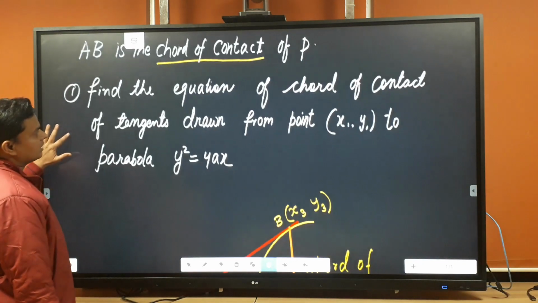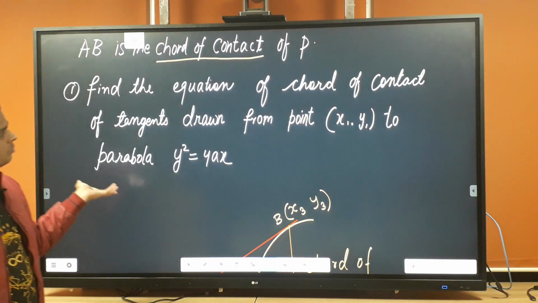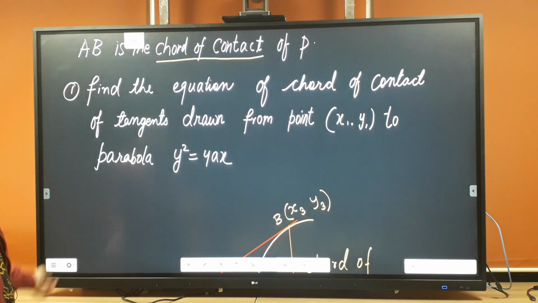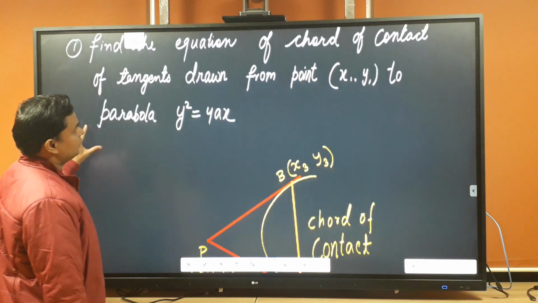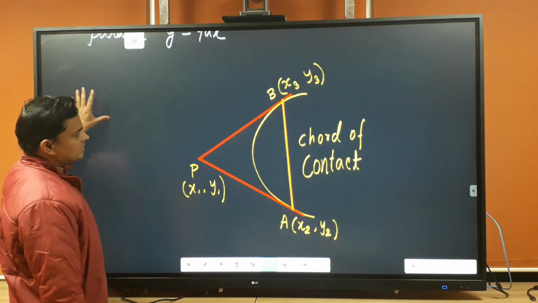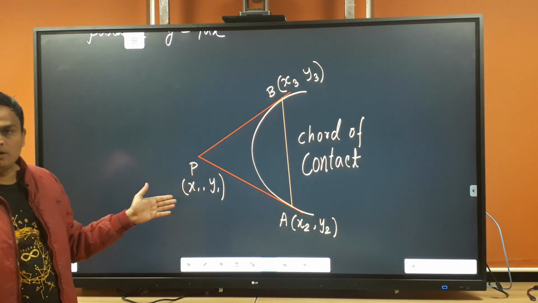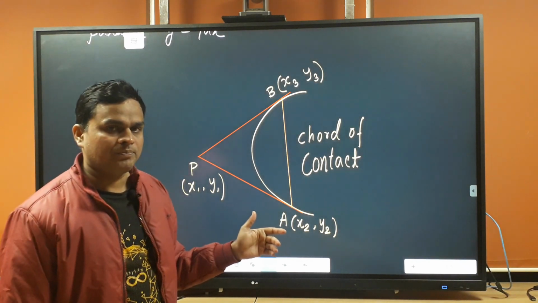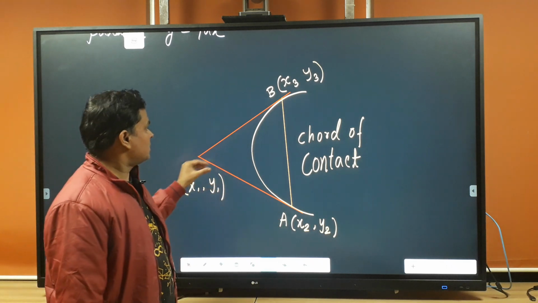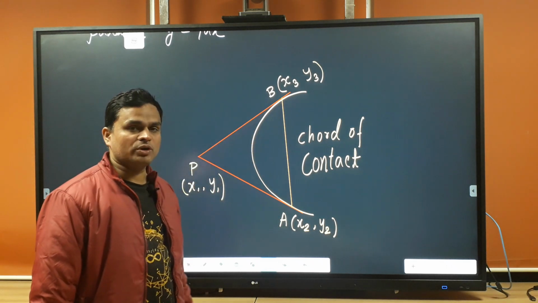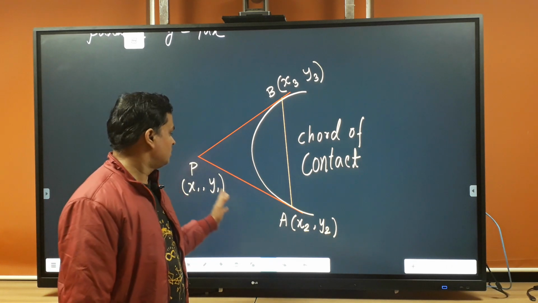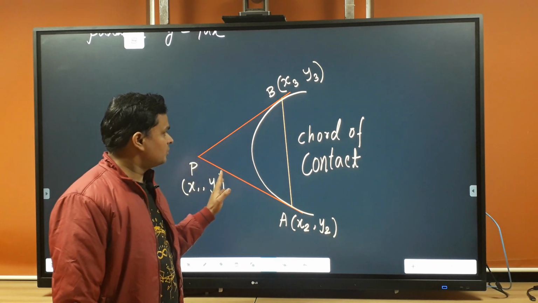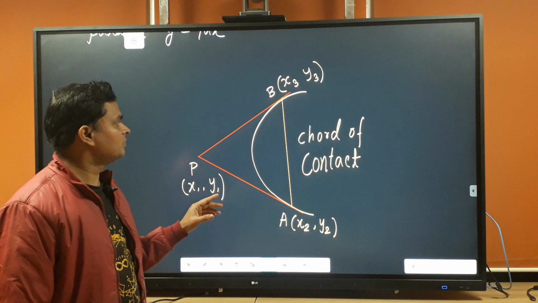Now, the question states, or you may think of it as a proof: find the equation of the chord of contact of tangents drawn from point x1 y1 to the parabola y square is equal to 4x. From point P I am drawing two tangents to the parabola, touching it at points A and B. When I join AB with a line, that line is called the chord of contact of this parabola from point P. The question asks us to find the equation of the line AB.